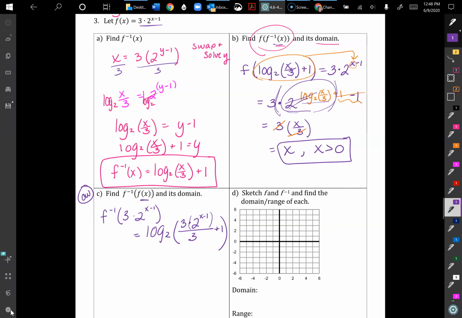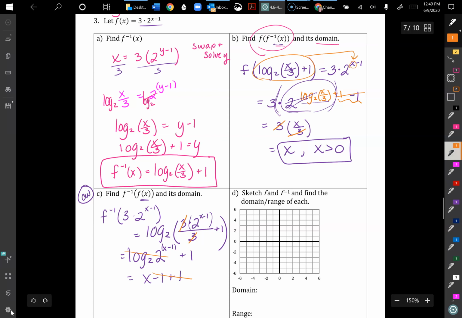Now what I want to do is start simplifying. So I can do 3 over 3 will reduce out. That leaves me with log base 2 of 2 to the x minus 1, plus 1. So now this log base 2 of 2 just leaves me with the exponent there. So I have x minus 1 plus 1. Those go to 0. So I'm left with x.